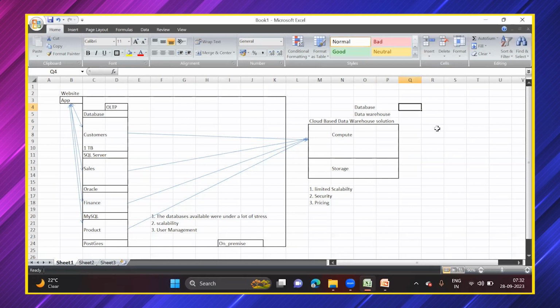Okay, I'll take a step back. Why go for a cloud-based data warehouse? Why can't we go for distributed systems, or big data or Hadoop? We have all these solutions available, so why go for cloud?